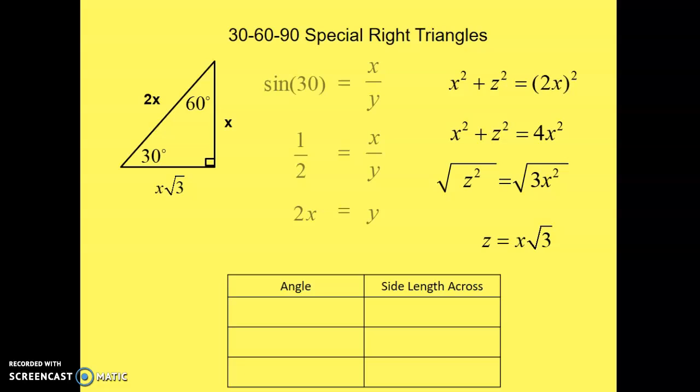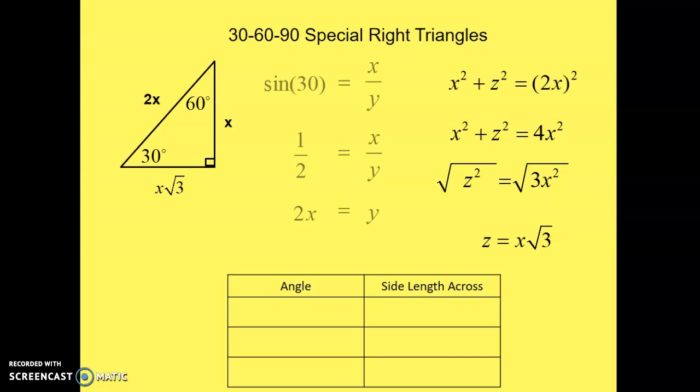So these are the relationships that exist in a 30, 60, 90 triangle. It's very important that you recognize these because this is something you're going to be tested on. All right. Some people try to use this in the calculator, but we want the exact values. And the exact values will have square root of 3 in it, not a decimal times the square root of 3.